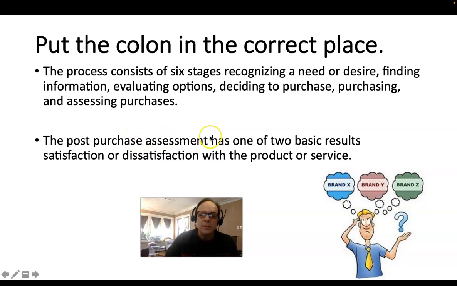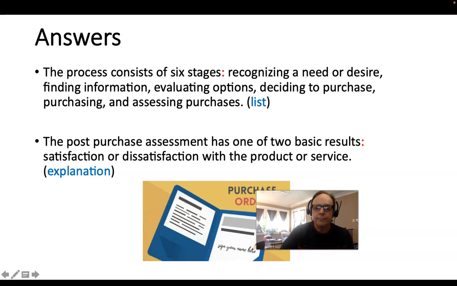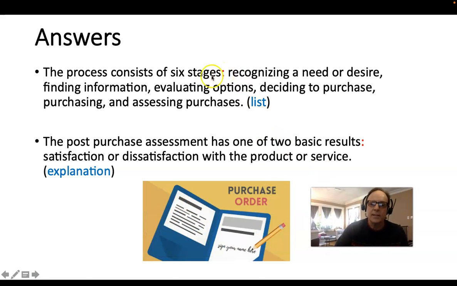The post-purchase assessment has one of 2 basic results. We're introducing our results, right? So we put a colon here. Satisfaction or dissatisfaction? Let's see if we did that right. Looks like we did. So 6 stages, and you're going to list all 6 stages. The 2 basic results, and we give an explanation. And again, that's a couple of ways that you would use a colon in a sentence, and then we had those other specific ways that you use it for business, for scripture, or for a subtitle.